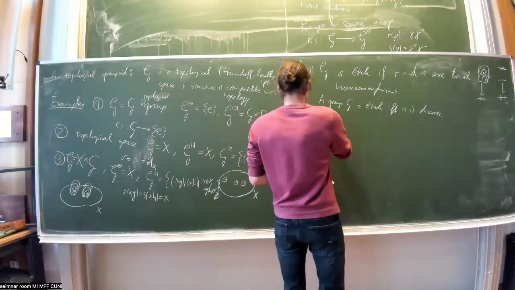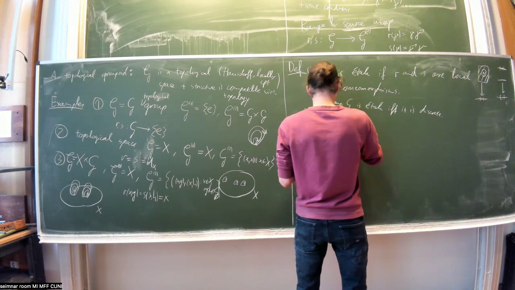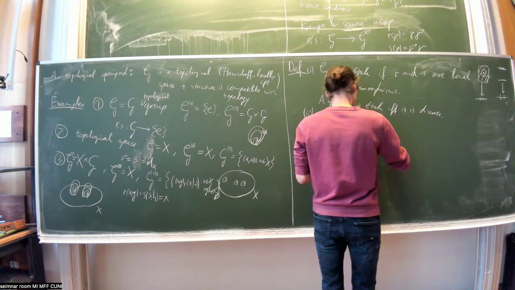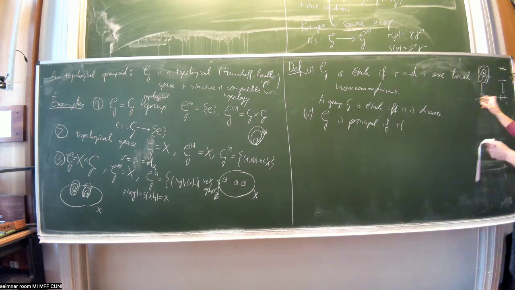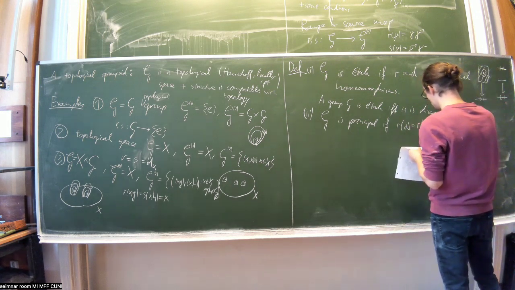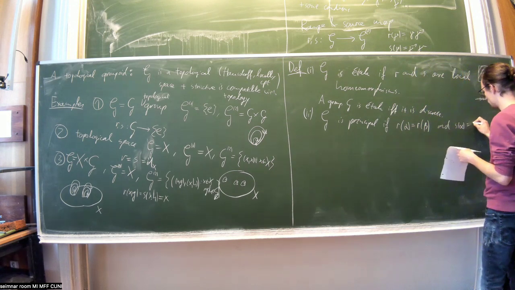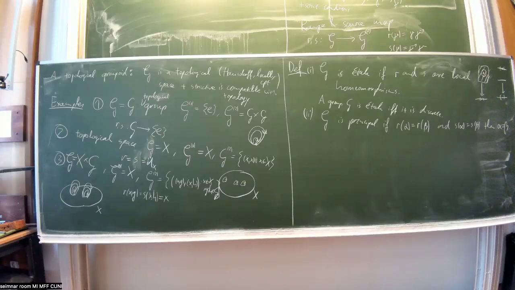Secondly, the groupoid is called principal. Basically, there are no two different arrows between the same points. So if the ranges agree and the sources agree, then the arrows must agree. Principal.